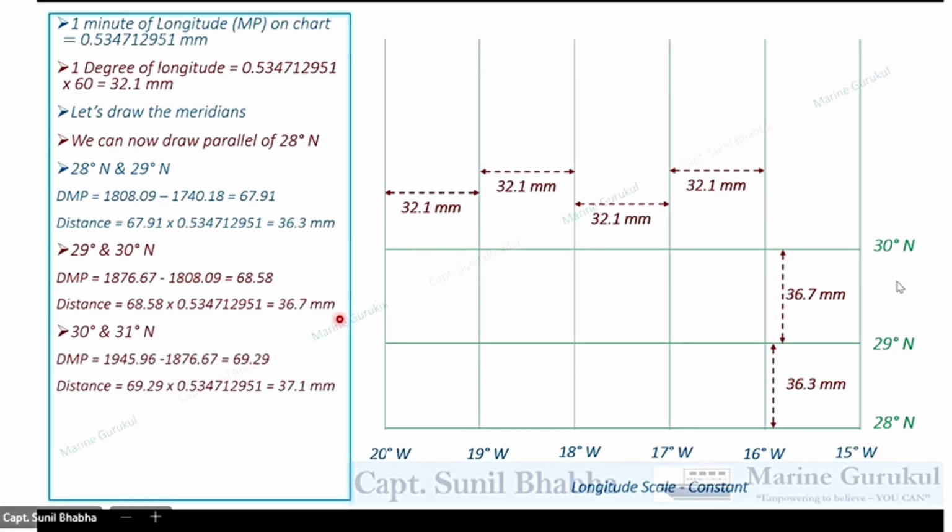Now to do exactly the same thing for 30 and 31, we find out the DMP from the Meridional Parts table. The DMP comes to 69.29.